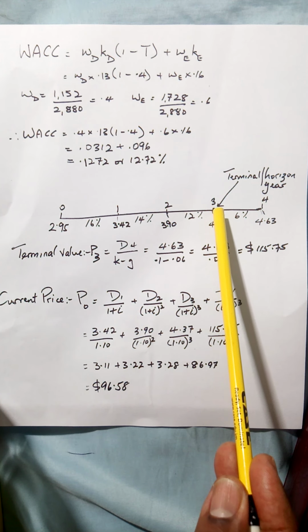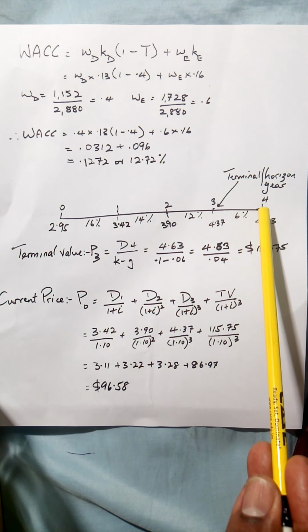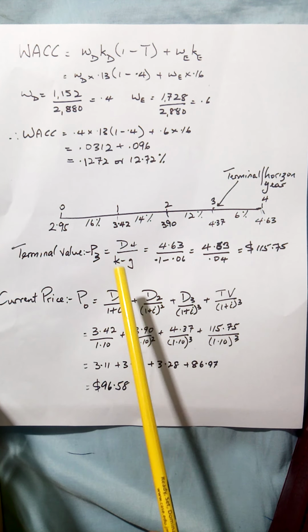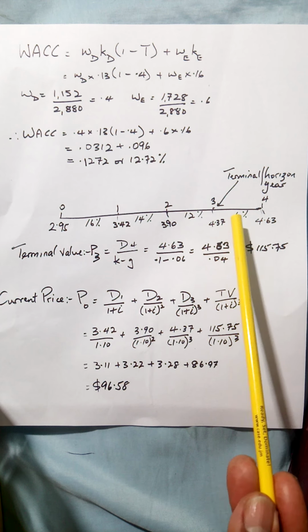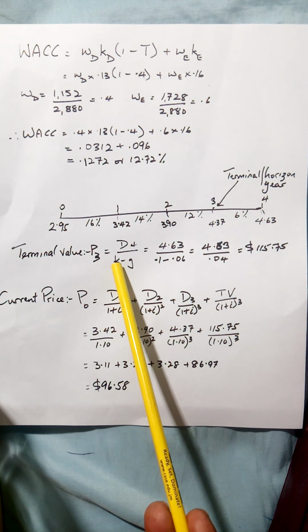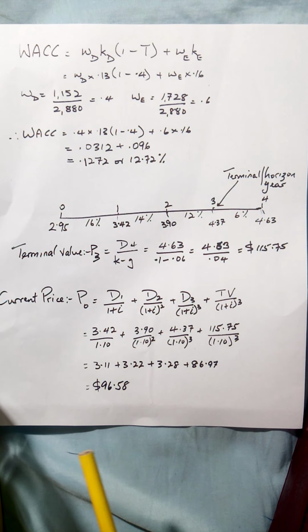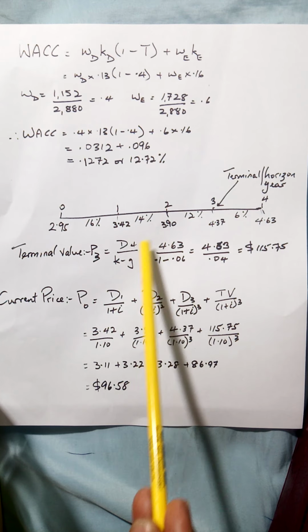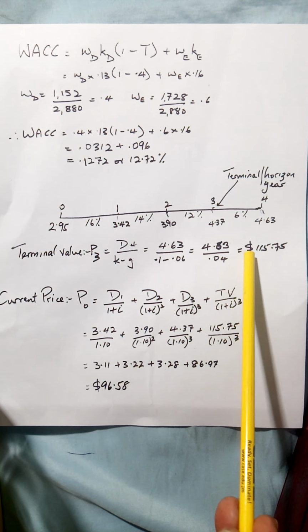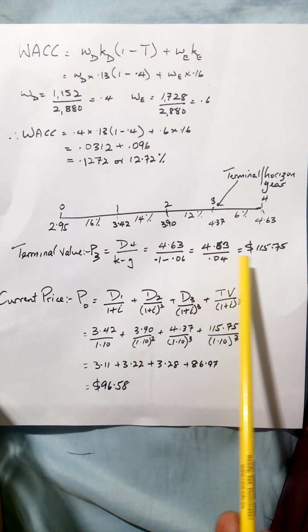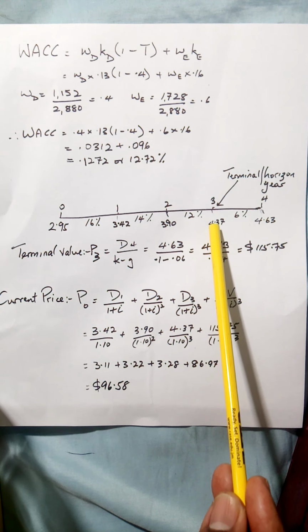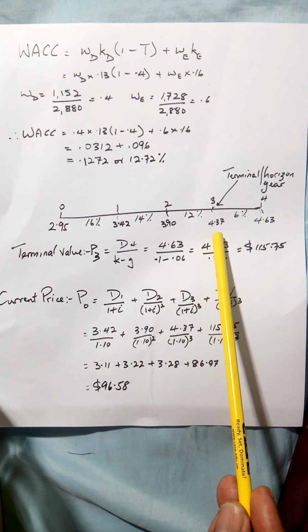Then we need the first cash flow of the constant growth period, which would be D4. K minus G, G would be the growth rate, which we have here as 6%, and K would be the cost of capital or the discount rate, which was 10% according to the problem. So our problem is set up. Simple arithmetic gives us a terminal value of $115.75. That also is at P3.